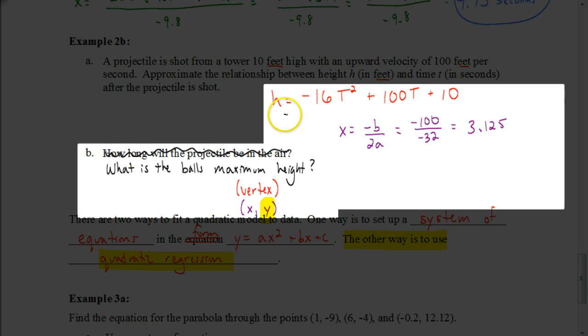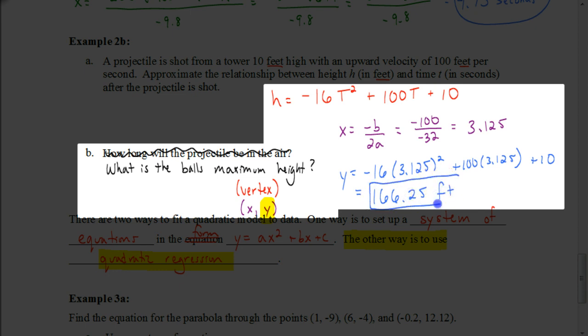Now we have to figure out, well, what would that maximum height be? So to find that out, we're going to put 3.125 in my equation. And when you plug that in your calculator, we end up getting 166.25. And again, we need to include units for the story problem. Since everything's measured in feet, this means the maximum height would be 166.25 feet.